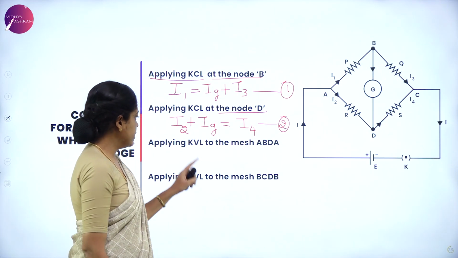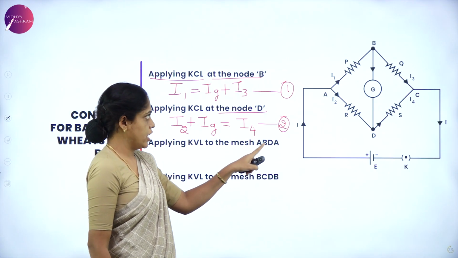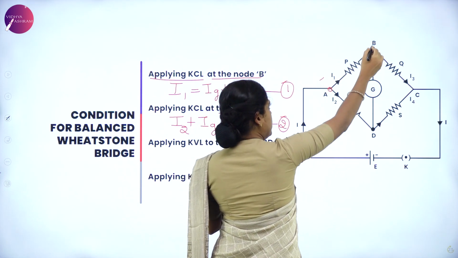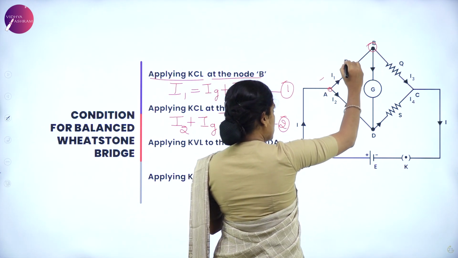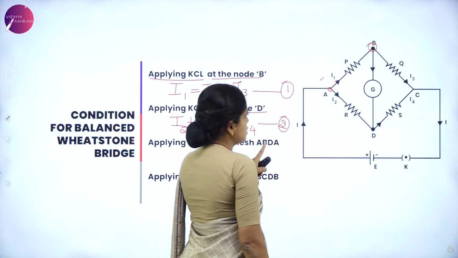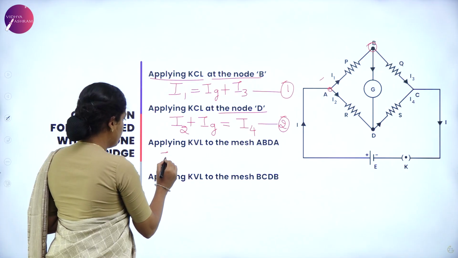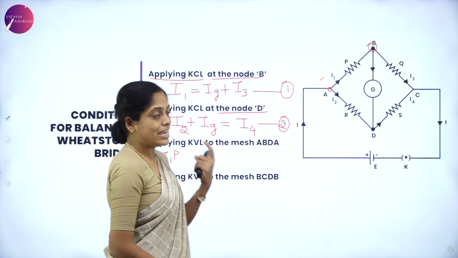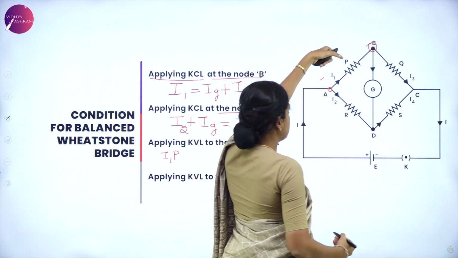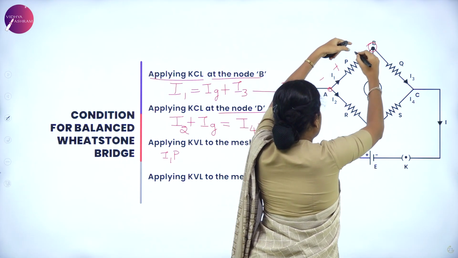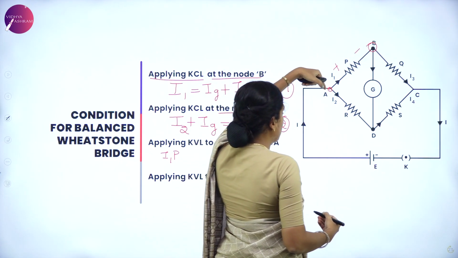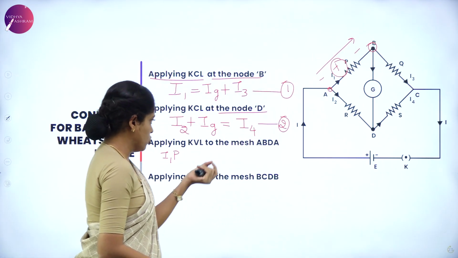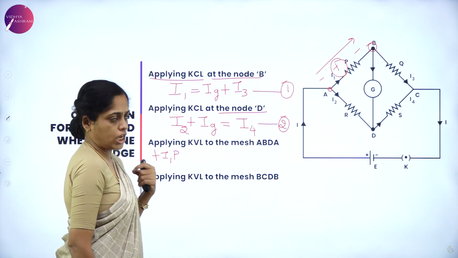Next, let us apply KVL to mesh ABDA. So we will start from A. Between A and B, we have a resistance P, and the current through that resistance is I1. So I1P is the voltage between A and B. What is the sign convention? Current entering side is positive, leaving side is negative. And from A to B, when I move, the first sign I reach is positive. Therefore, this voltage is positive.